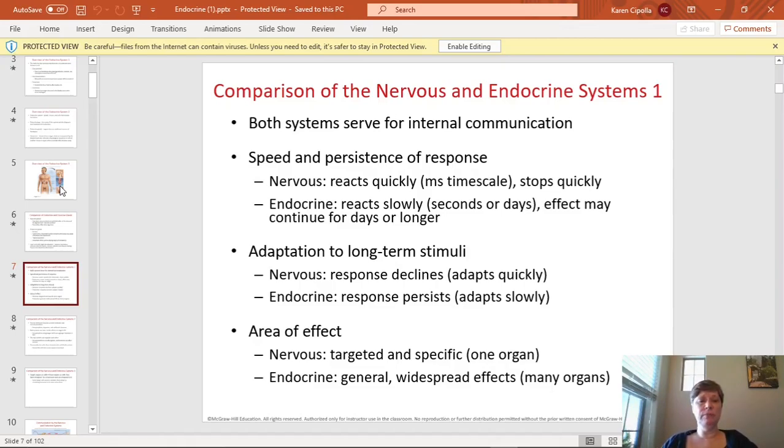As far as long-term stimuli, again, the nervous system response is fast, so it declines quickly. Whereas the endocrine response is a slow adapting response, so it tends to last. Once again, the difference between a NASCAR and a large shipping container ship. And then the area of effect, the nervous system is very targeted. The nervous system works through nerve pathways, which we've learned already, and it goes to a specific organ or a specific site where it is stimulating its intended response. The endocrine system is a much more general, widespread effect on the body.